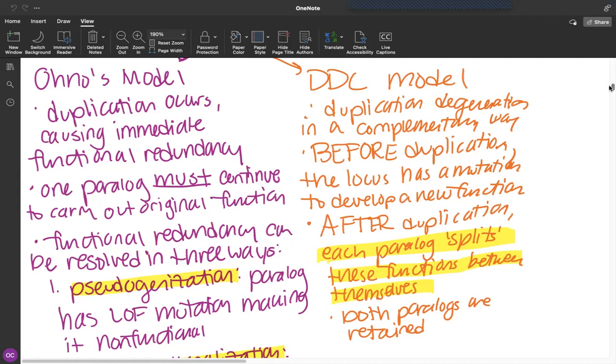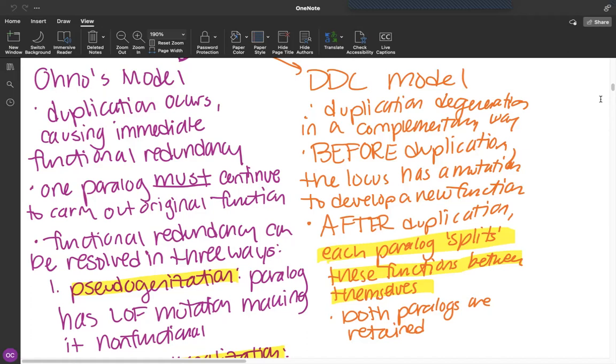And an example of this that we talked about was one of the monkeys that I believe had a separation of digestion of different pHs of leaves or something. So in that case, they had paralogs, and one of them handled food at a lower end of a pH range, and the other one handled leaves with a pH at the upper end of the range. So that's duplication degeneration in a complementary way.